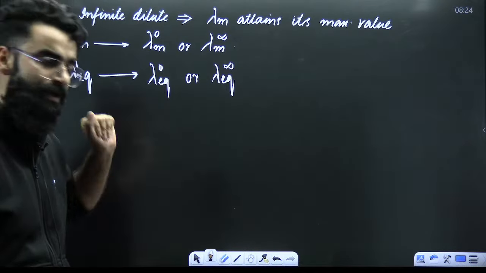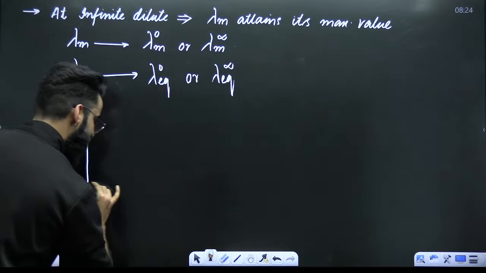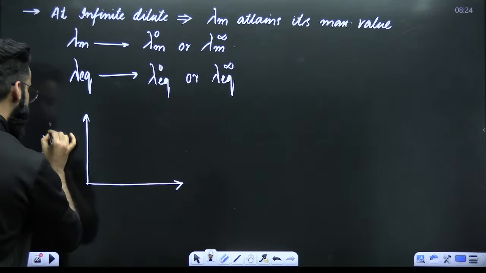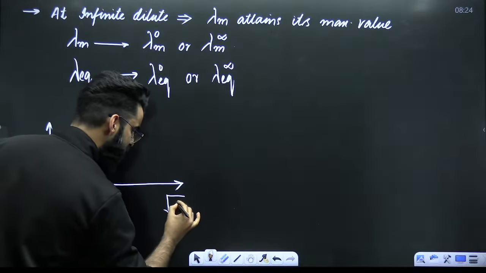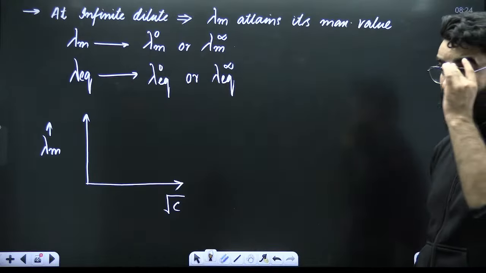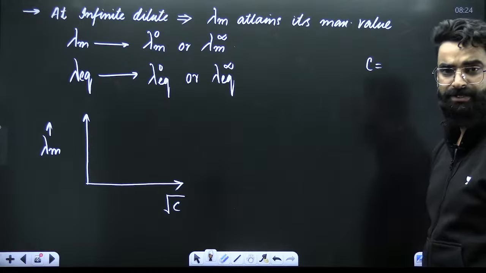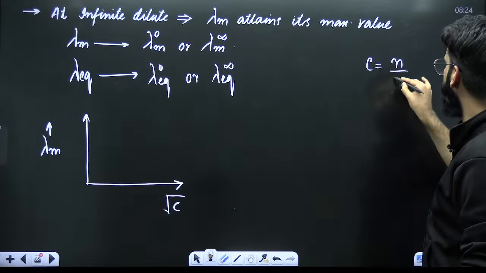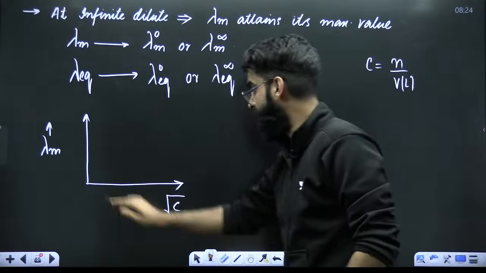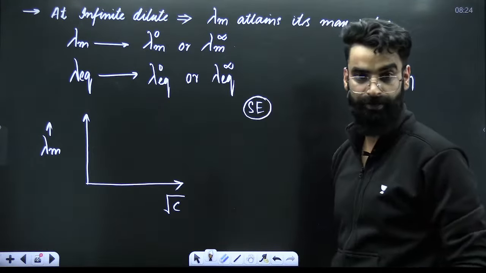Perfect. My dear students, if you want to understand it with the help of a graph, if I plot a graph for a strong electrolyte, and the graph is between lambda m versus under root of C, where C is the concentration of electrolyte in the container. So first of all, what is C? Concentration means moles per unit volume. Perfect. Tell me one thing. This graph I'm plotting for the strong electrolyte first of all.